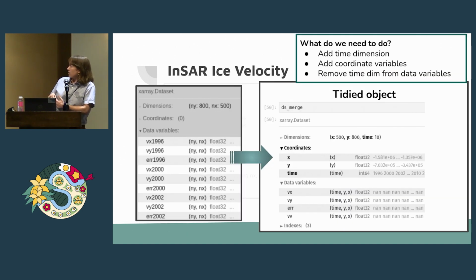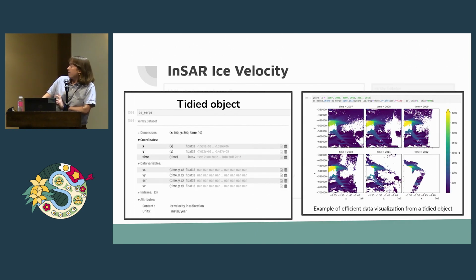So what do we need to do? We need to add a time dimension, add coordinate variables, and remove the time dimension from the data variable names. And once we do that, we arrive at this tidied object. You can see that this is much more intuitive to work with, and it lets us take advantage of the Xarray functionality and leverage all of those tools in our analysis that wouldn't be as accessible to the data in this format.